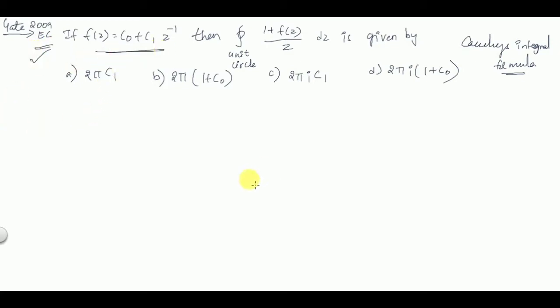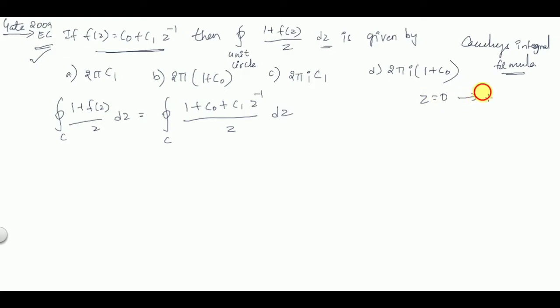f of z is equal to c0 plus c1 z inverse. Then find the integral over the unit circle of 1 plus f of z by z dz. So the integral over C of 1 plus f of z by z dz can be written as the integral over C of 1 plus c0 plus c1 z inverse, divided by z, dz. So z is equal to 0 is the singularity here. The contour given is the unit circle, that is mod z is equal to 1.